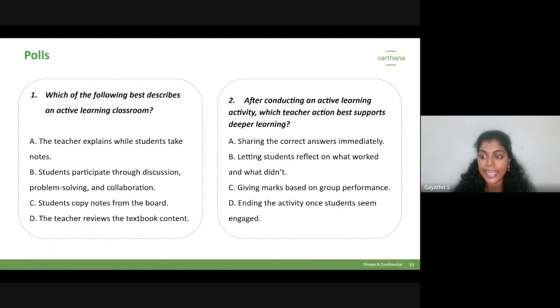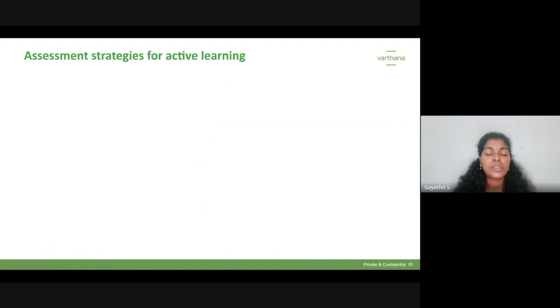So let's move to the next part of the session. I've talked about so many strategies you can try inside your classroom. But you will also be wondering, okay, I'm trying this strategy, but how do I do the check for understanding? Whether my children understood the concept, how do I have to assess them, right?